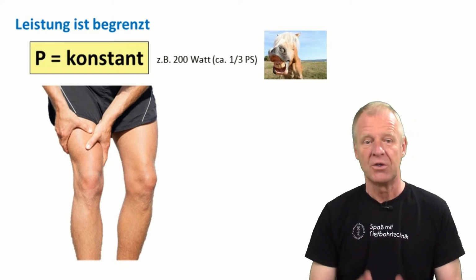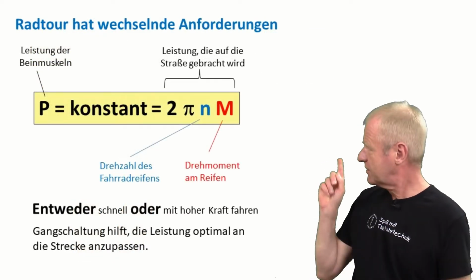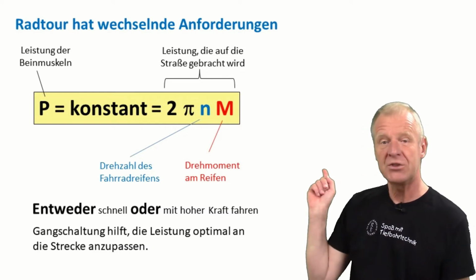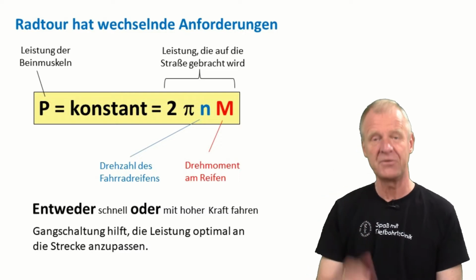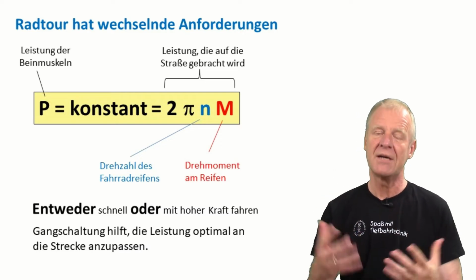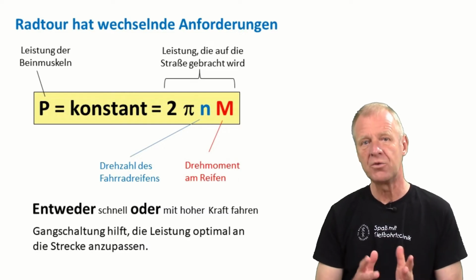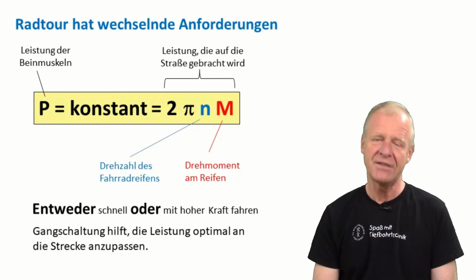My performance can be defined by this formula here. You should remember it from your physics lessons. This formula tells us that with the available power of my legs, I can drive either with a high speed or with a high torque. Climbing uphill will require more torque, and going downhill will allow driving at high speed.